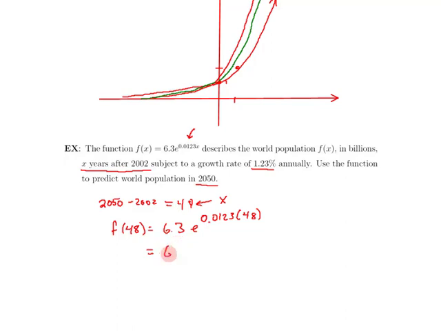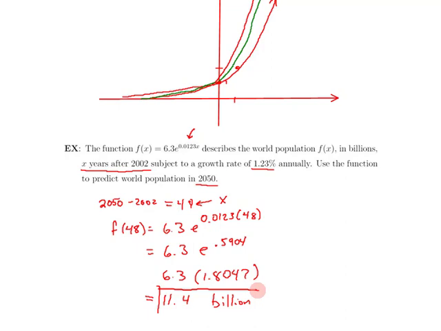If you have any questions, feel free to email your instructor about your calculator. So this becomes 6.3 e to the power 0.5904. If I raise e to that power, that gives me 1.8047. Multiply that times 6.3, and I have 11.4. And since the answer is in billions, we expect that 11.4 billion will be the world population according to this model equation in the year 2050.